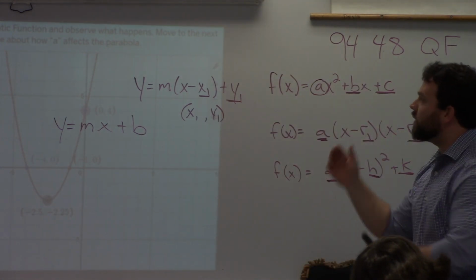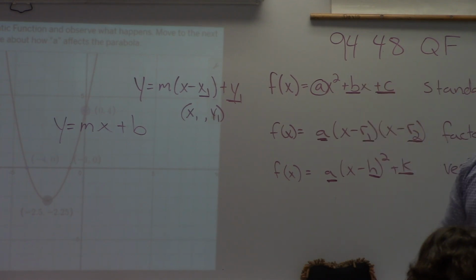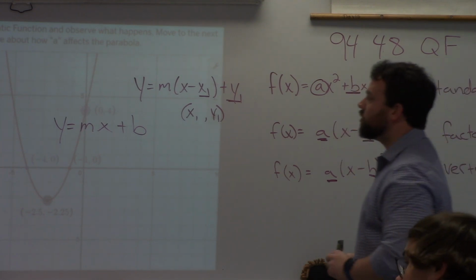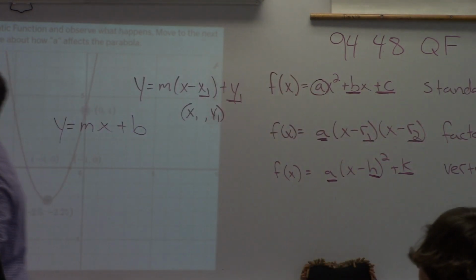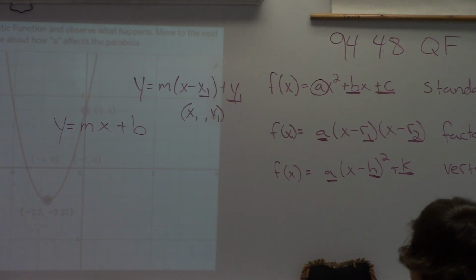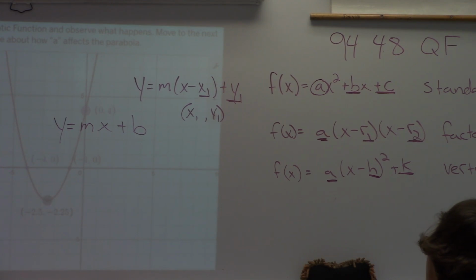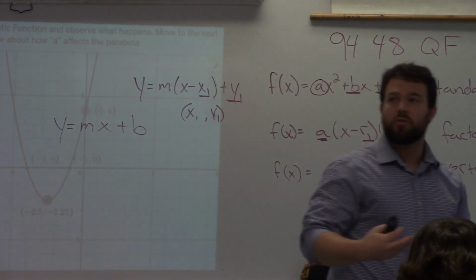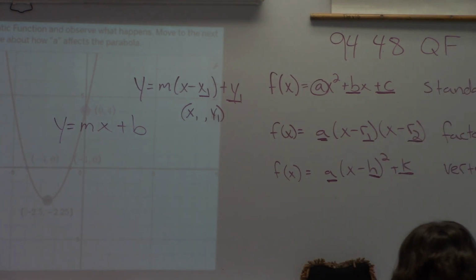What is the only thing on slide 2? Dewan, what is the only thing that you should be adjusting on slide 2? a. Do you touch b? No. Do you touch c? No. Then notice the directions: move to the next slide when you have a conjecture about how a affects the parabola. And guys, there's a lot of answers that you can come up with here.